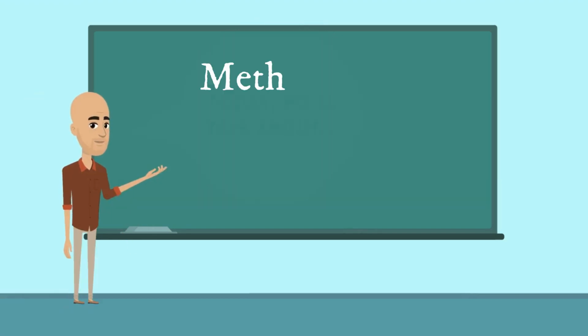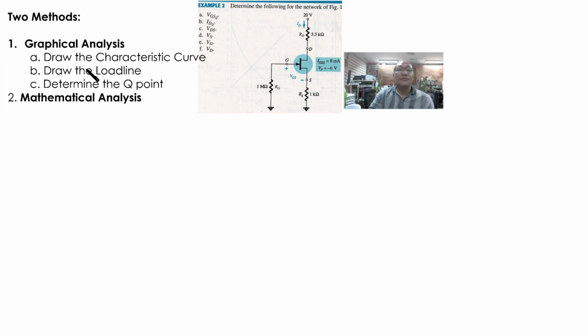Today we'll talk about... Let's try now to solve one problem for the DC analysis of our field effect transistor. Please try to consider these two methods when we analyze field effect transistor biasing. One is graphical analysis and the other one is mathematical analysis. In graphical analysis, the first thing that we have to do is to draw the characteristic curve of the transistor.